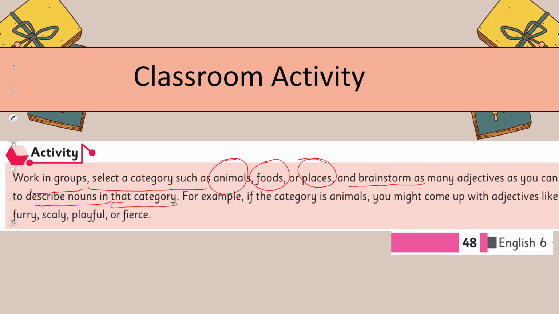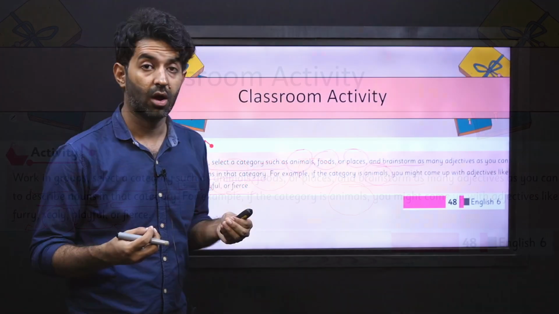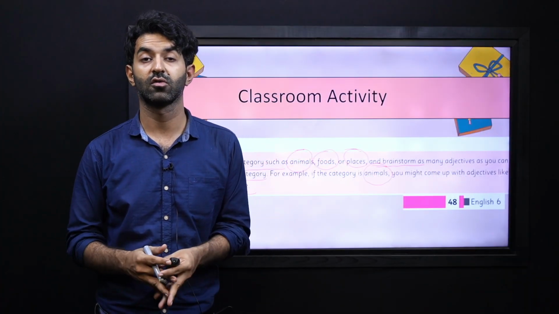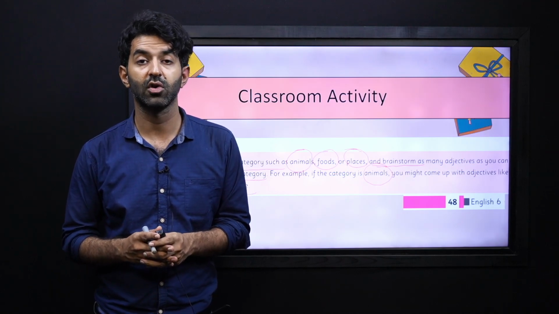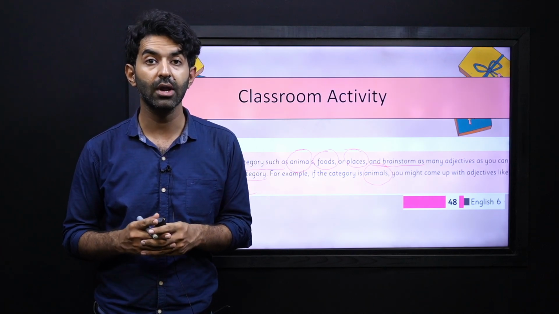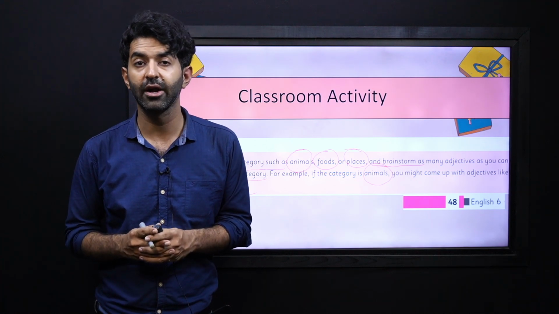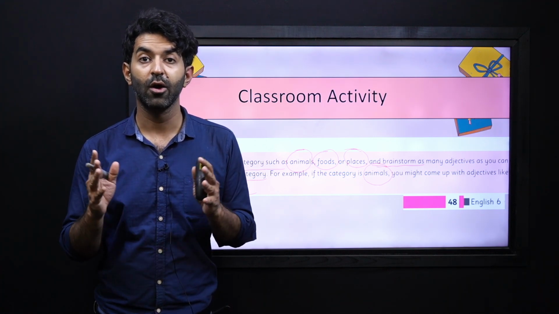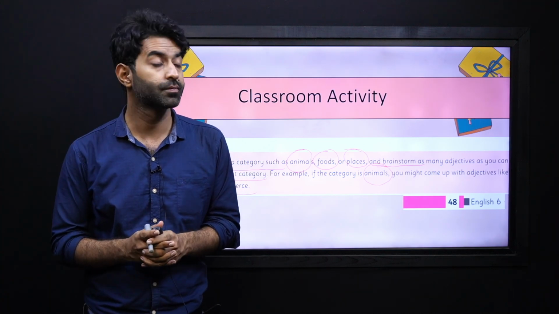For example, if the category is animals, you might come up with adjectives describing animals, like some animals are furry, scaly, playful, or fierce. So these are the adjectives that can be used when you are describing animals. Or similarly, if you're describing any gadgets, any inanimate object, any person, you can use different kinds of adjectives for that purpose. So I hope, students, it is very much clear now.